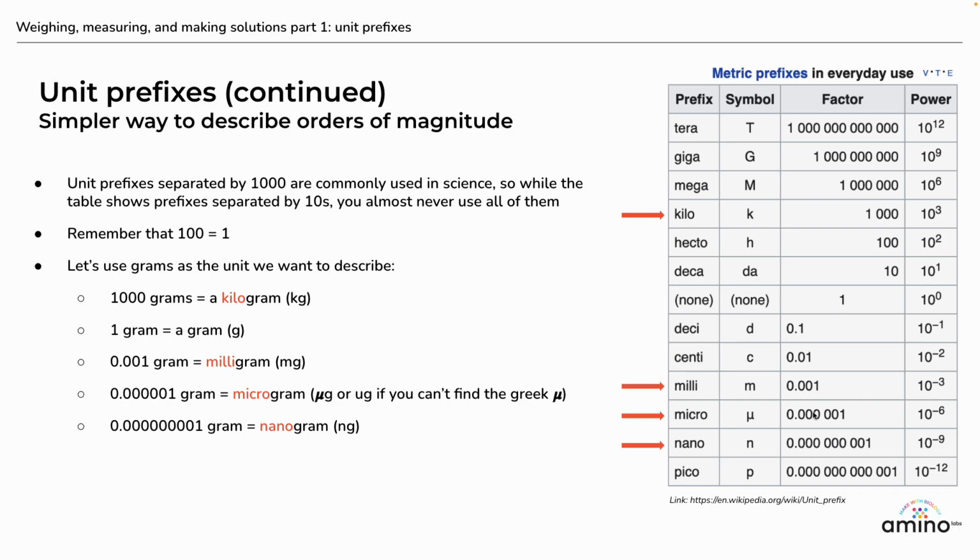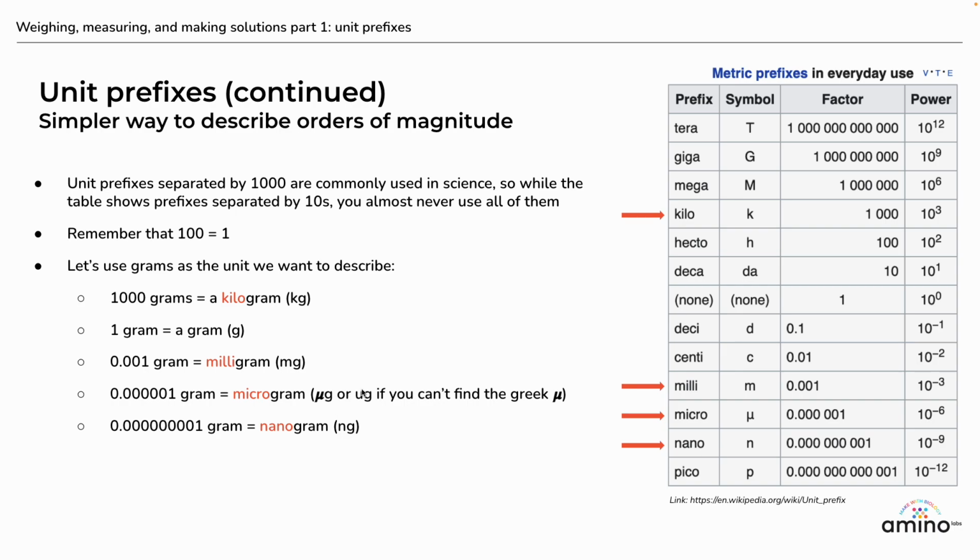That's 1,000 times smaller. We then have a microgram, which is yet another 1,000 times smaller. Okay, so that's 1,000 times smaller than a milligram, or 1,000,000 times smaller than a gram. And then we've got a nanogram, which is yet another 1,000 times smaller. So it's 1,000 times smaller than a microgram, 1,000,000 times smaller than a milligram, and 1,000,000,000 times smaller than a gram.